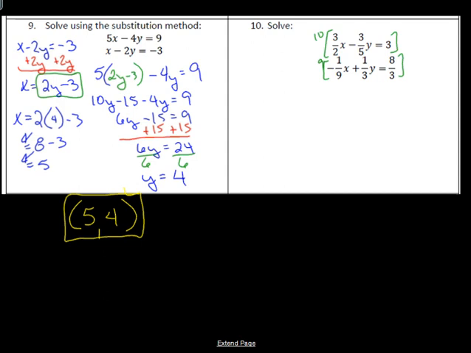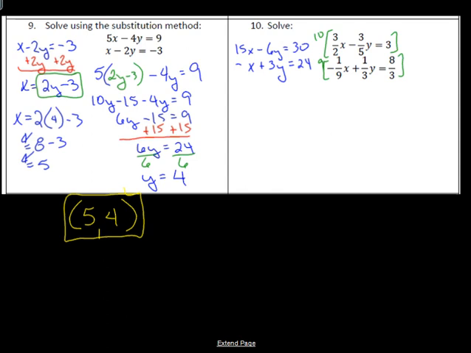So that our top equation becomes 15x minus 6y is equal to 30. My bottom equation becomes negative x plus 3y is equal to 24.